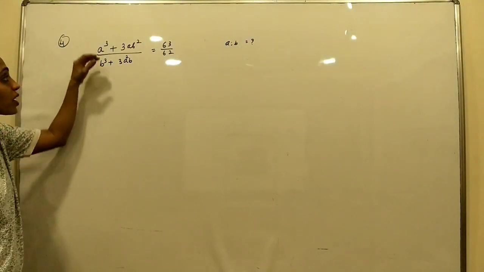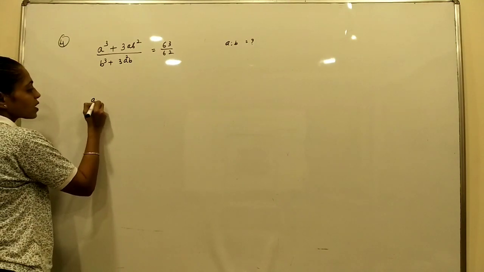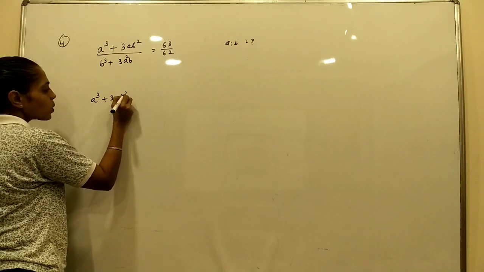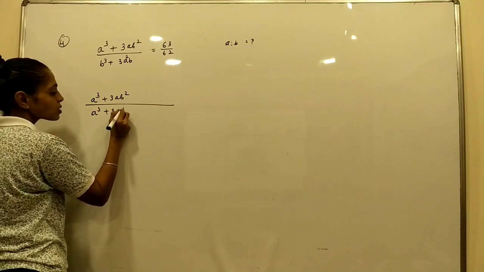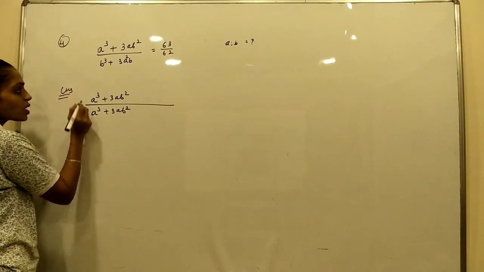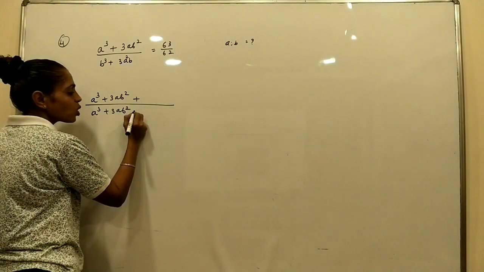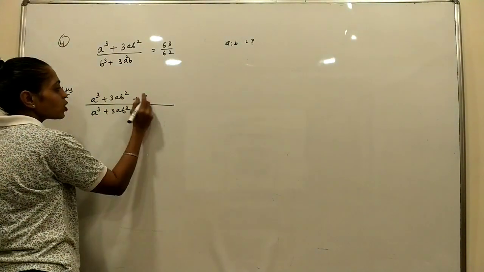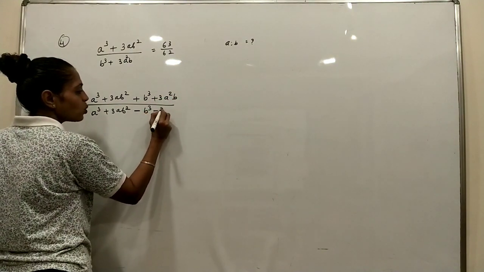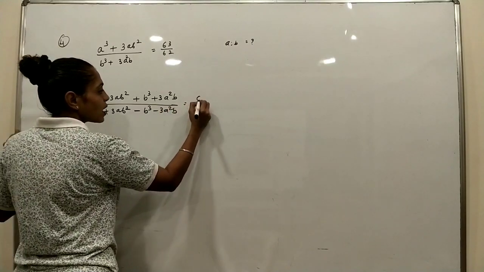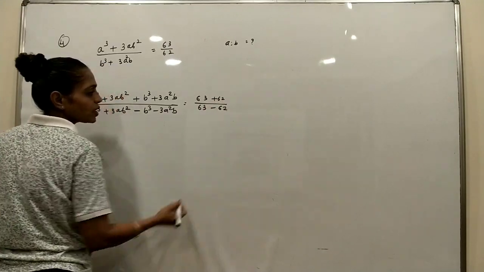And this is the formula, componendo dividendo. It is the formula of a plus b the whole cube. How? A cube plus 3ab square is the numerator, and the numerator is the LHS. Take numerator plus denominator over numerator minus denominator: b cube plus 3a square b minus b cube minus 3a square b. Got it? And on the right side, 63 plus 62 over 63 minus 62.